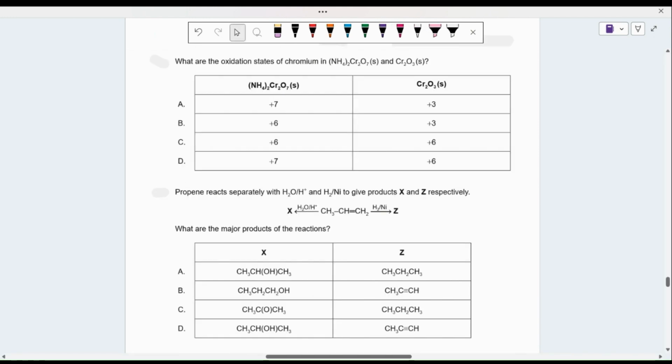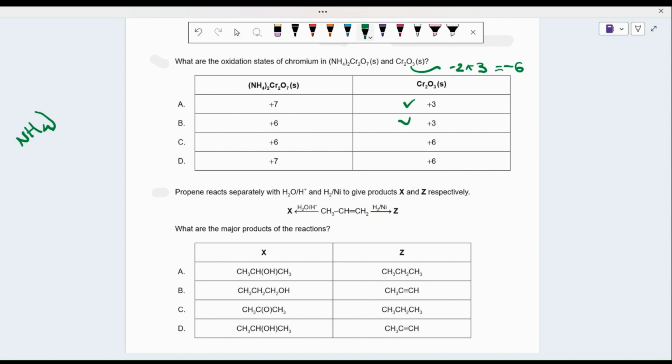What are the oxidation states of chromium in ammonium chromate and chromate? You don't need to know the compounds. Let's work it out for the chromate. O3, that will be minus 2 times 3, minus 6. You've got two chromium atoms. You want to get to 0. It's a neutral compound, so that will be plus 3. A or B. Now for the other one, let's take it to the side.